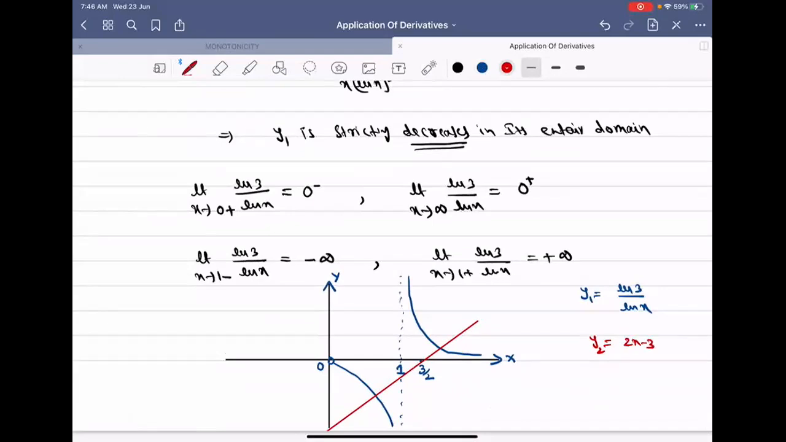Therefore, from the graph we can say the number of solutions is 2. So this is the answer.